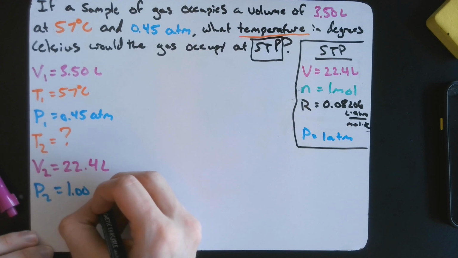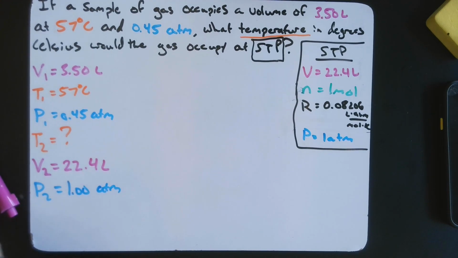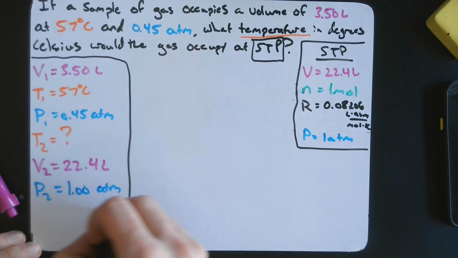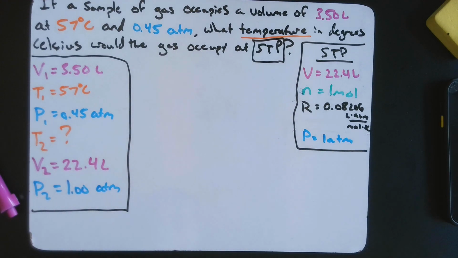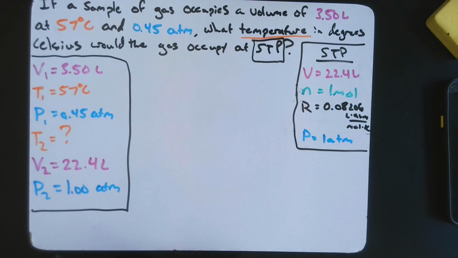I'll just say 1.00 for sig fig's sake. All right, and we got our grocery list. If you really wanted to include moles here, I guess you could, but we're dealing with 1 mole of gas, right? So we have V1, T1, P1, and V2, P2, where we don't know T2.